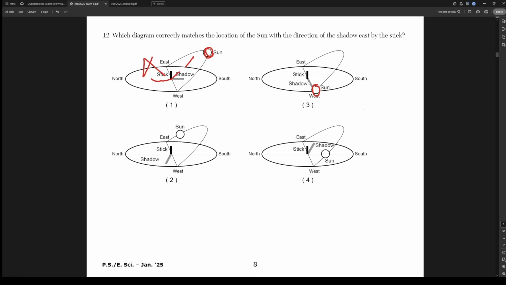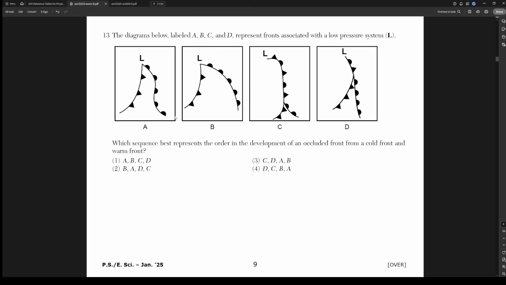If the sun's here, the light's going to hit the stick and the shadow's going to go that way. So that's wrong. If the sun is there, it's going to hit the stick and the shadow goes this way, this is right. And then here, if the sun's here and it hits the stick here, the shadow's going to go that way. So that one's wrong. It's always opposite the direction of the sun. So it's 2.